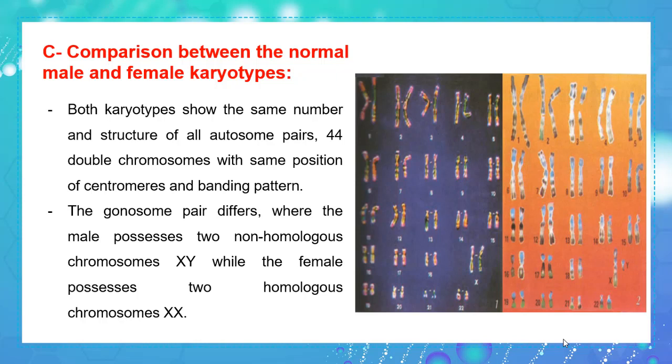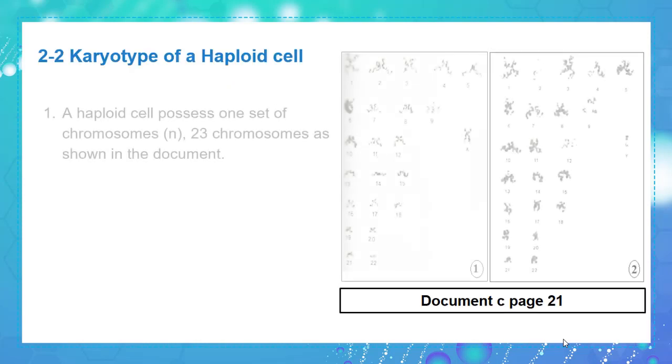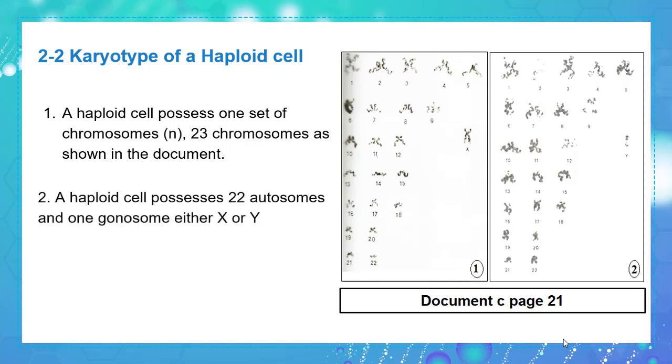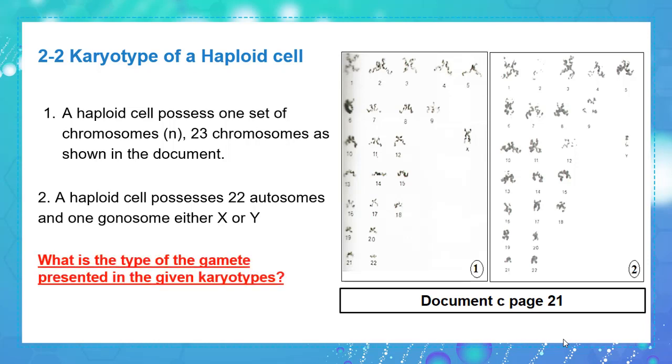Now, all the above karyotypes belong to diploid cells. Let's check how the karyotype of haploid cells looks. The karyotype of haploid cells reveals that they possess only one set of chromosomes, N equals 23 chromosomes. A haploid cell possesses only 22 autosomes and one gonosome, either X or Y, as you can see in document C of your books. Now, can you make a guess which karyotype belongs to a sperm and which belongs to an ovum? Karyotype 1 shows a haploid cell with the chromosomal formula 23 including X.